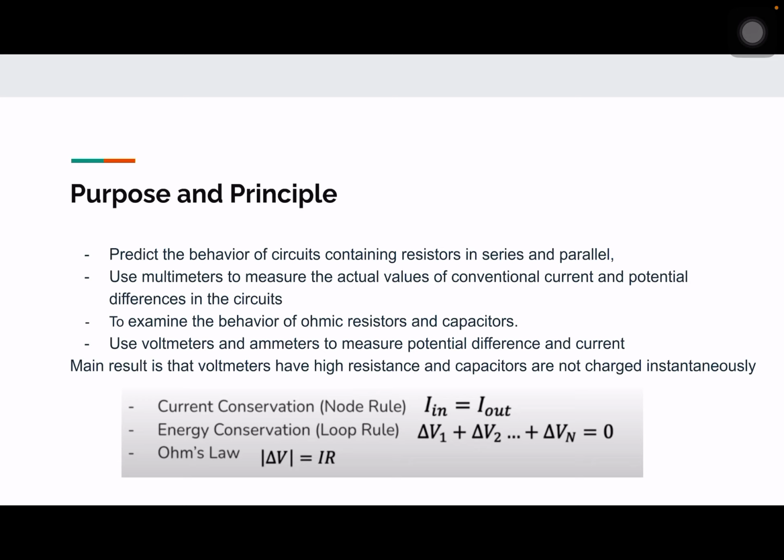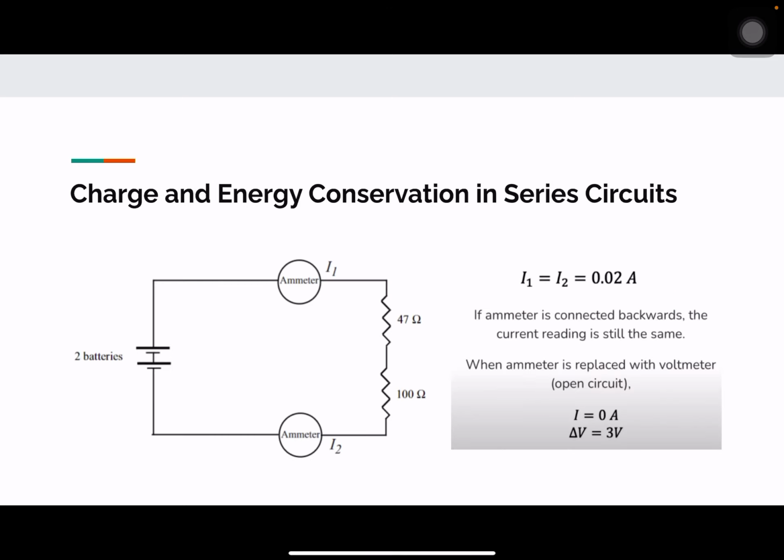And the main result of this lab is that voltmeters have a high resistance and capacitors are not charged instantaneously. So, charge and energy conservation in series circuits. In this series, if an ammeter is connected backwards, the current is still reading the same. And when an ammeter is replaced with a voltmeter, it's considered an open circuit, and the current is 0, and the volts is 3 volts. Before all of this, because of the loop rule, current 1 equals current 2, which is 0.2 amps.